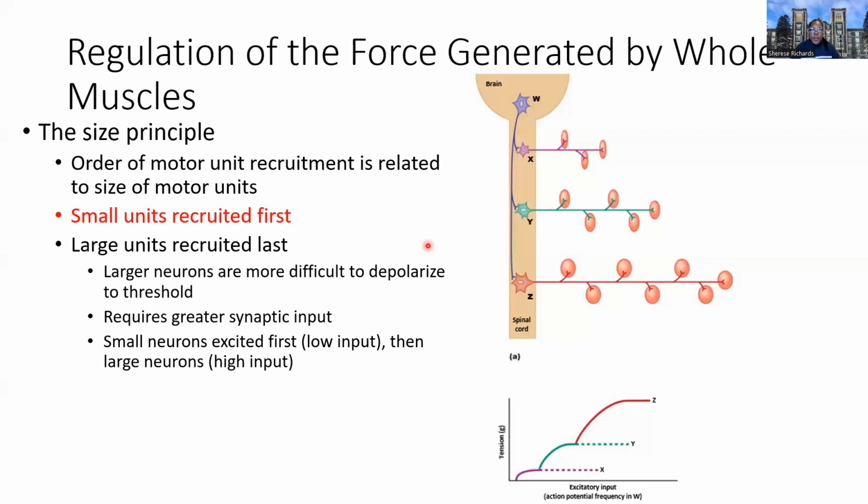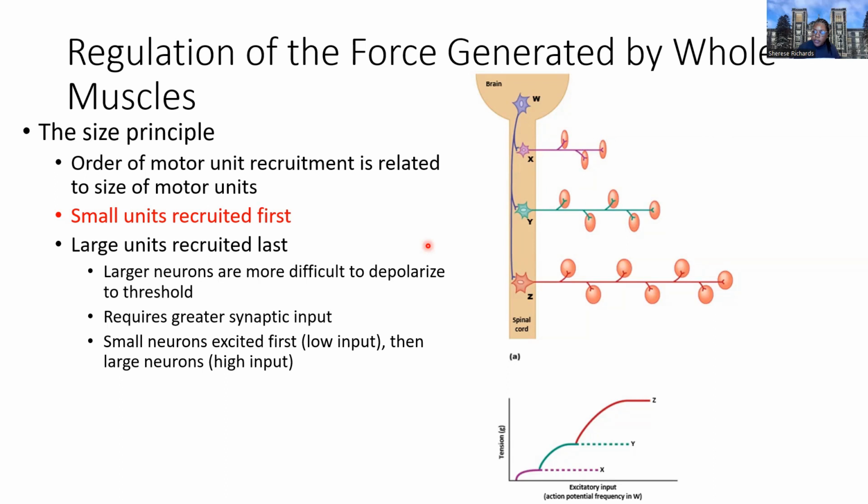Let's talk about the size principle. When we have recruitment of additional motor units, you always recruit with the size principle. So the order of recruitment is related to the size of the motor unit, where smaller units are recruited first. And this makes sense, right? This is just more efficient for the body.